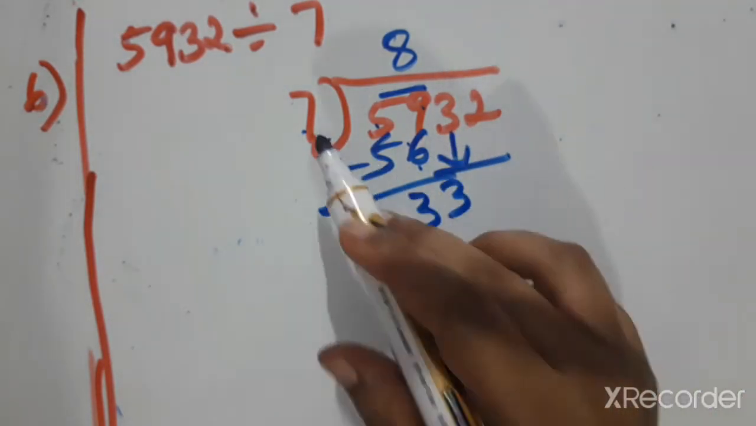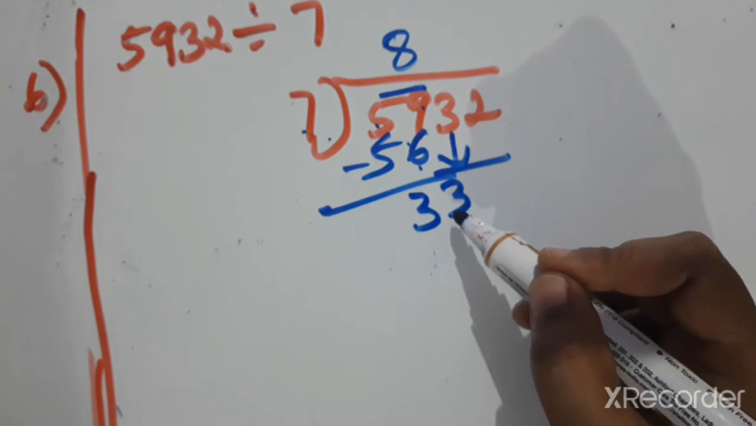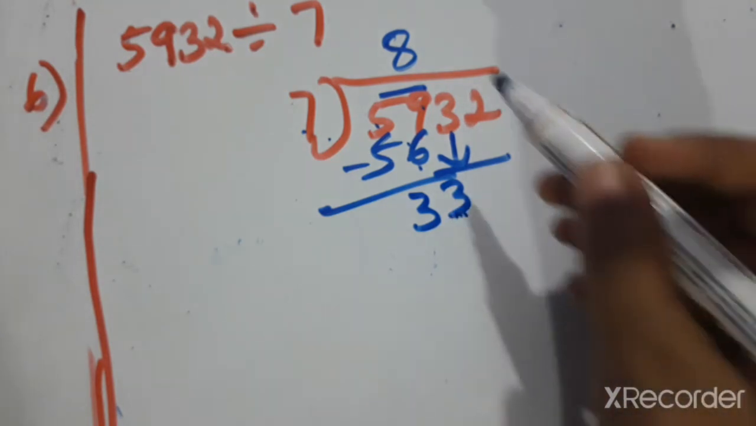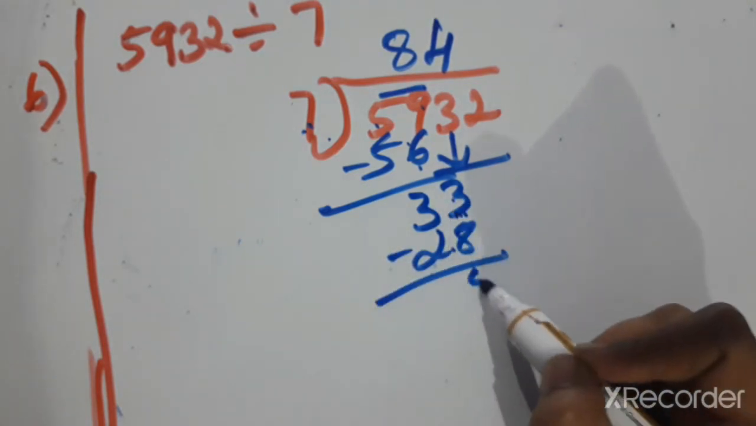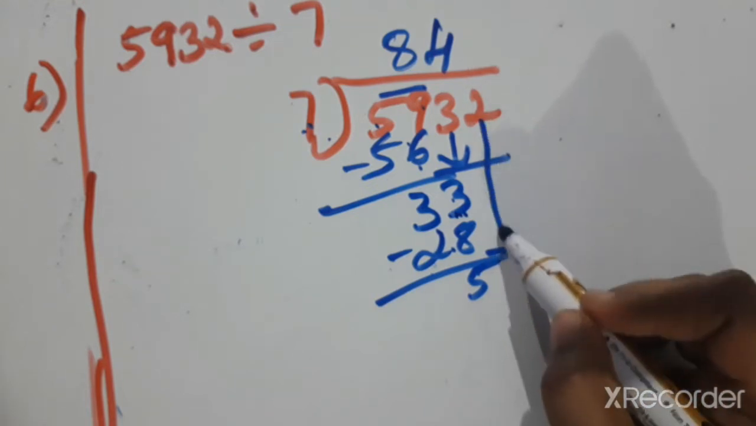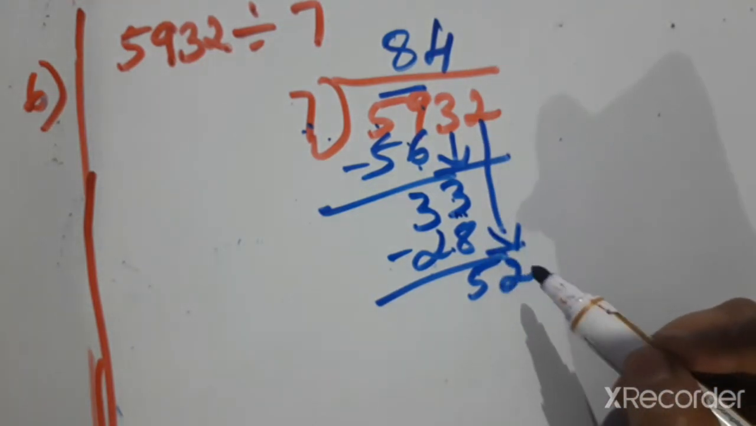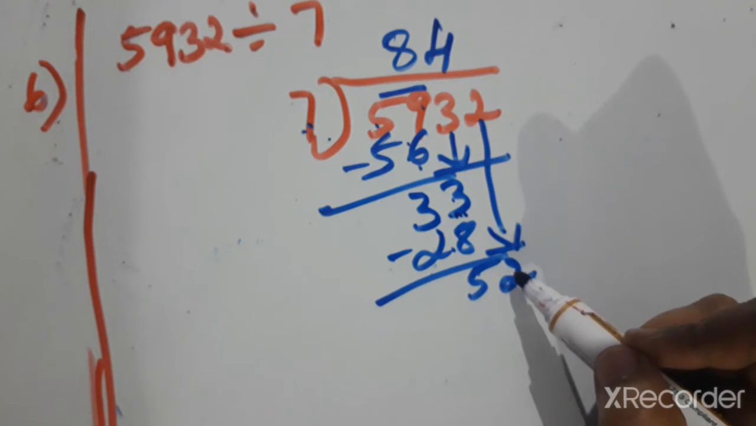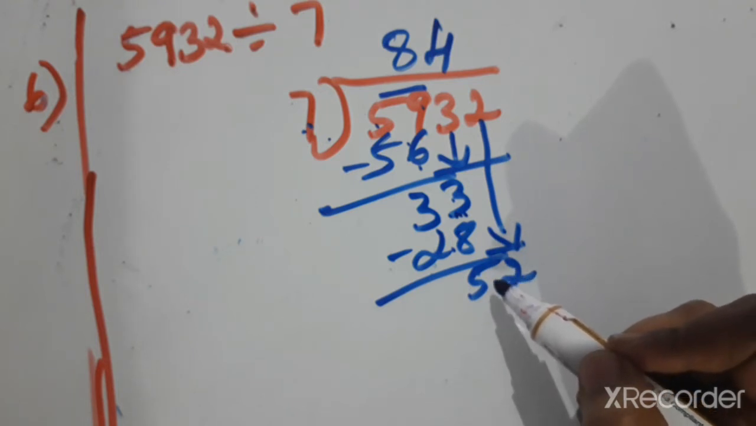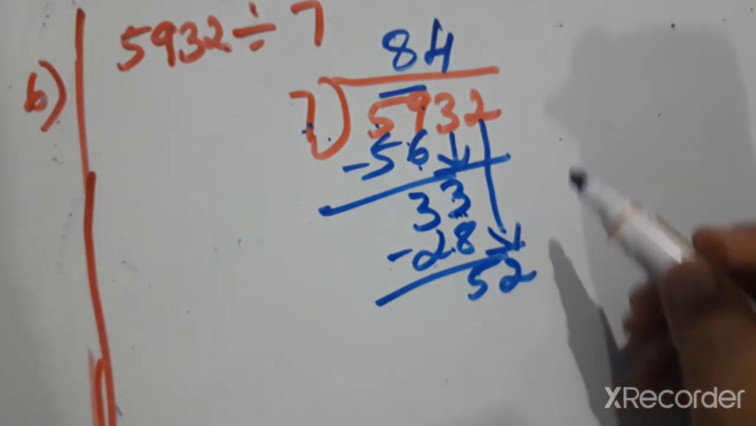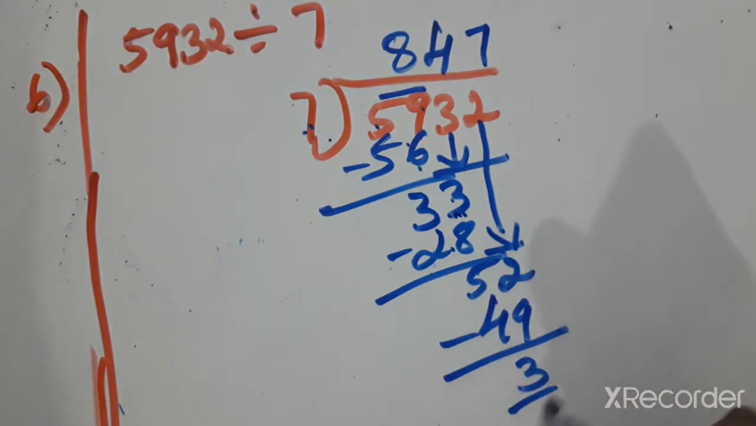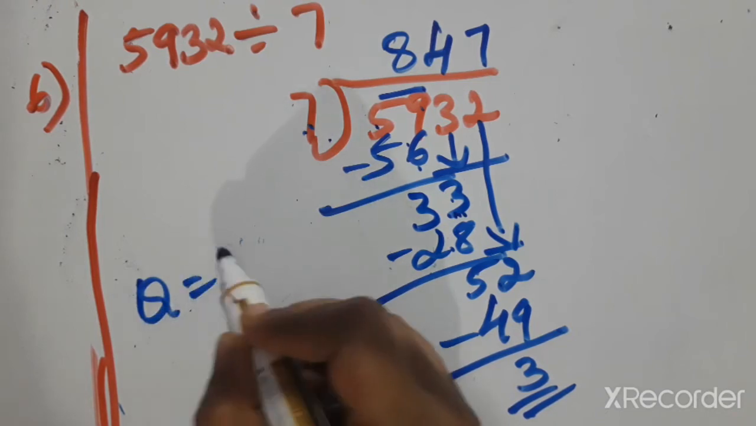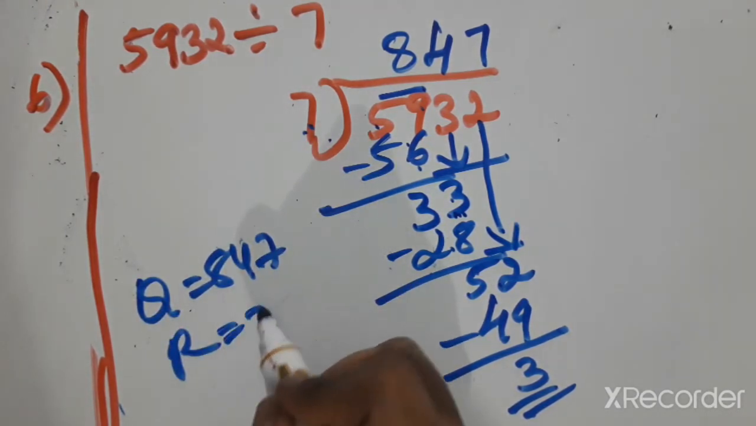Now 33. 7 how much are nearer to 33? 7 4s are 28. 7 5s are 35, which is greater than this. So 7 4s are 28, that is a nearer one. Now 33 minus 28, remainder is 5 after subtraction, and bring one number down, 52. Now nearer to 52, 7 7s are 49, 7 8s are 56, greater than this. So 7 7s are 49. After subtracting, remainder is 3. Now quotient is 847 and remainder is 3.